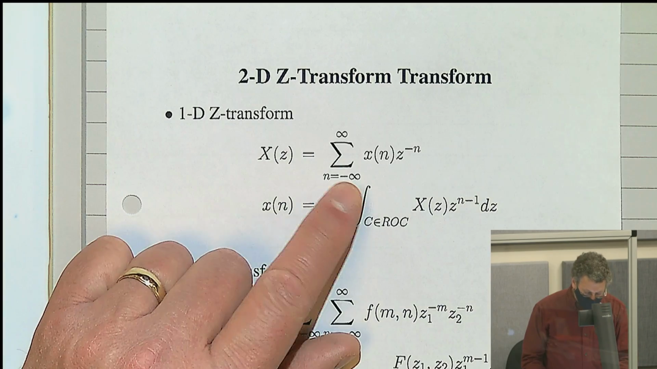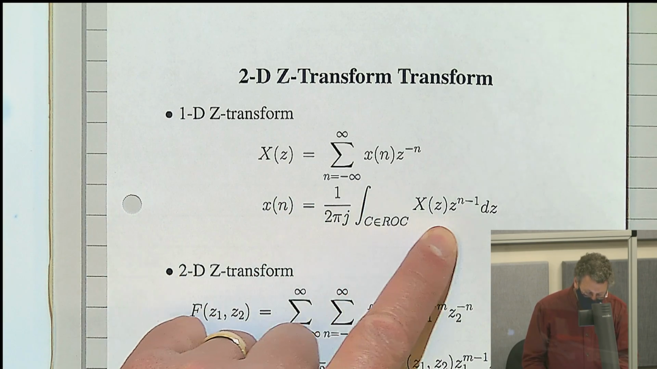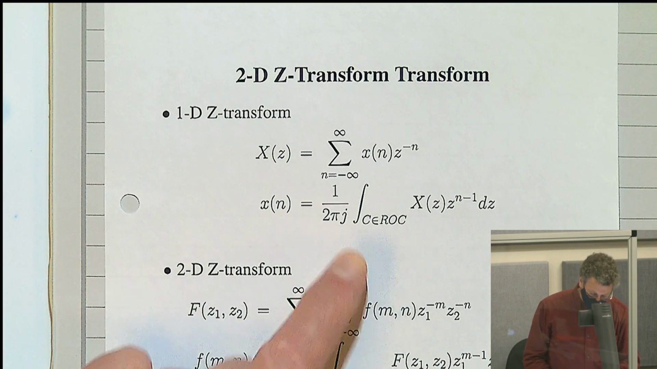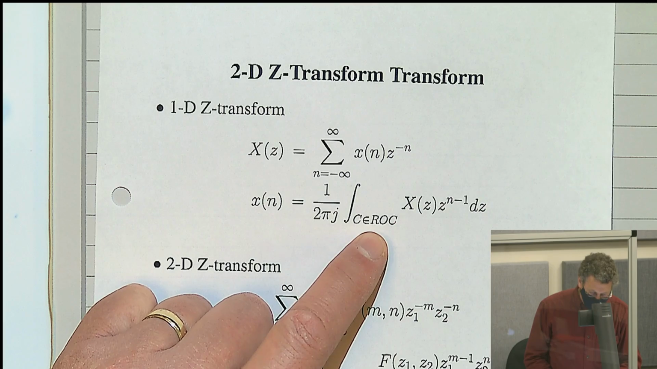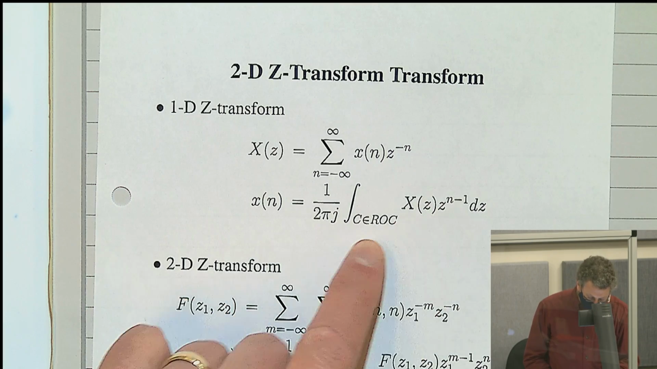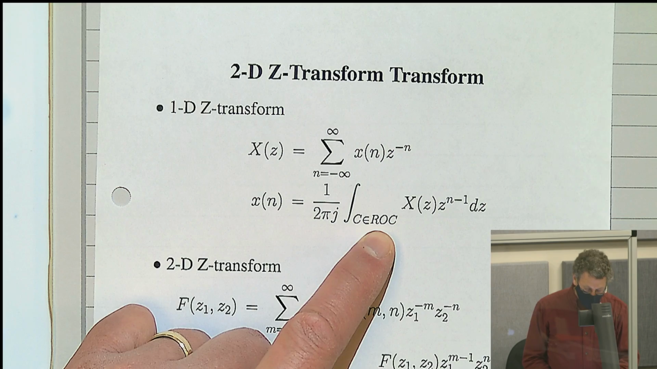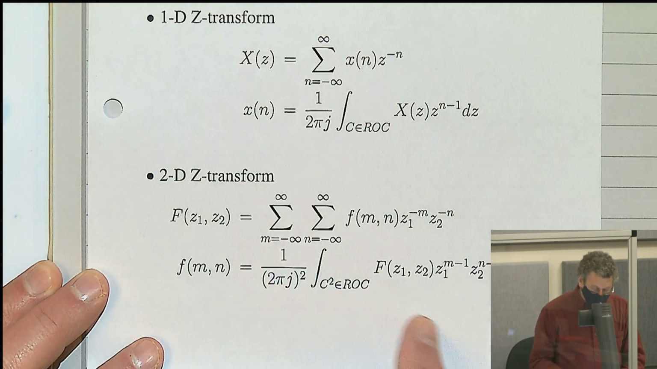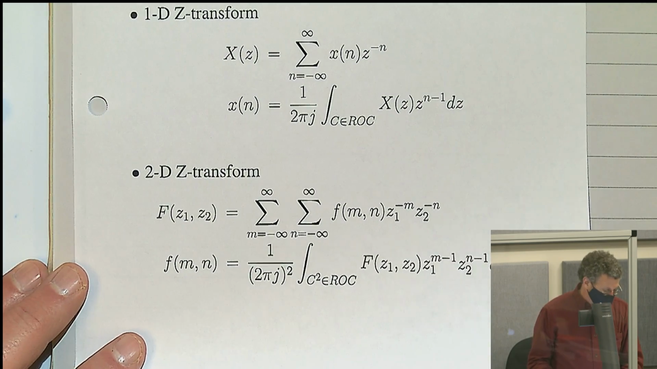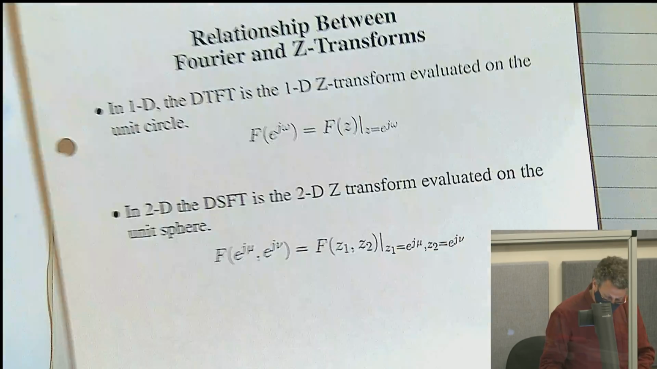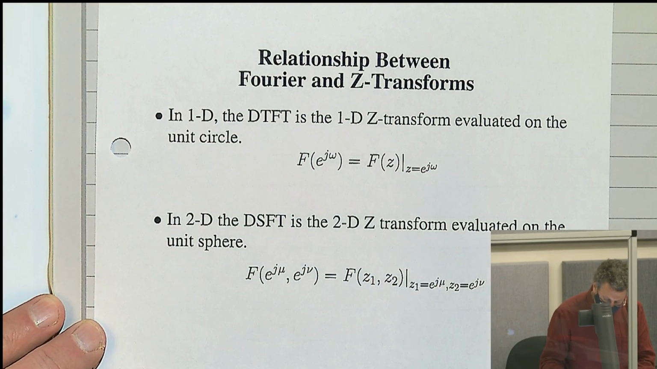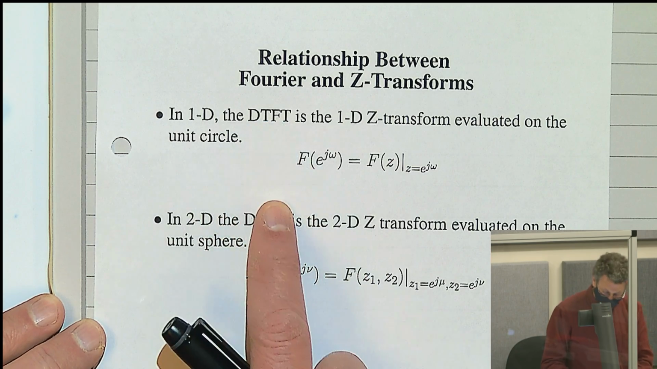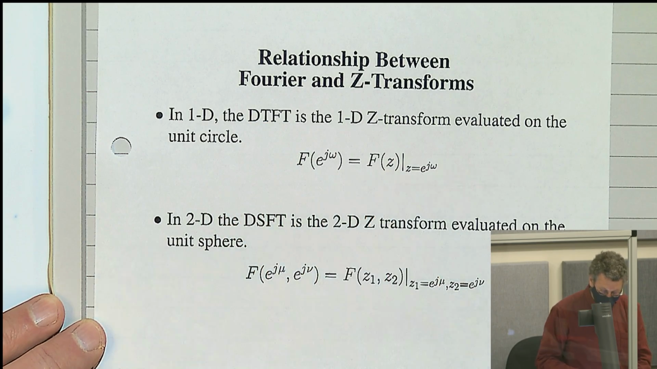So this is the Z transform. It turns out that you can prove that the inverse Z transform has the following relationship. In order to interpret this, you need to know what a contour integral is. This is a contour integral in the complex plane around the ROC, the region of convergence. And the same thing happens in 2D for the 2D Z transform. This is what I just told you, that if the discrete time Fourier transform exists, then it's equal to the Z transform evaluated on the unit circle.